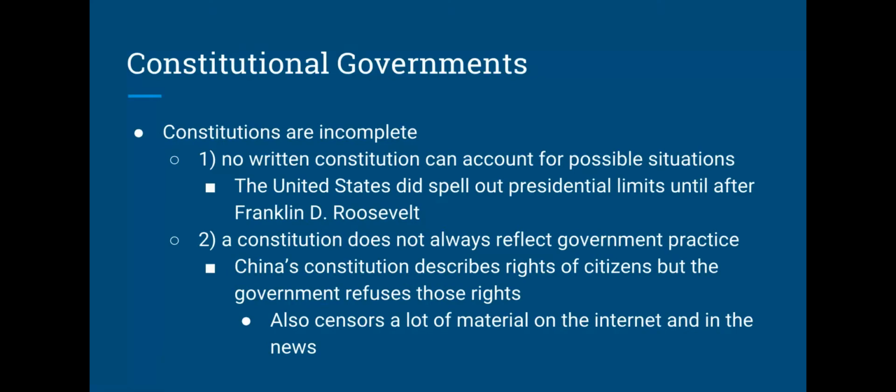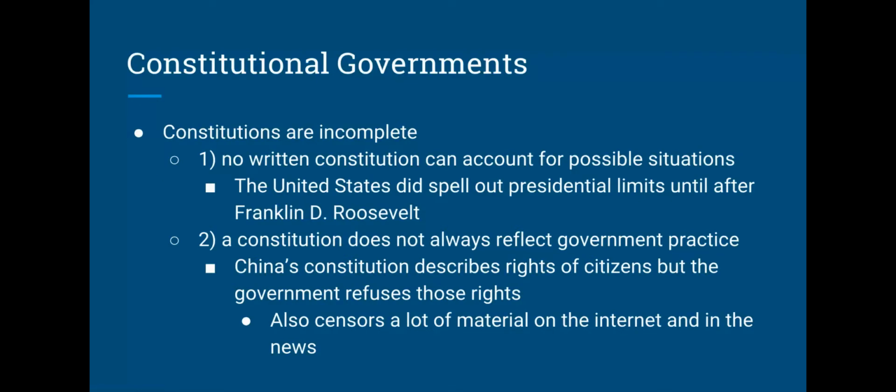In looking at constitutions again, it's important to note that they are often incomplete. No written constitution can account for the future. The United States didn't spell out presidential term limits until after FDR was elected to the office of the president for 4 terms. A constitution also does not always reflect government practice.